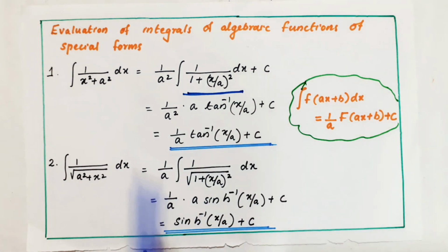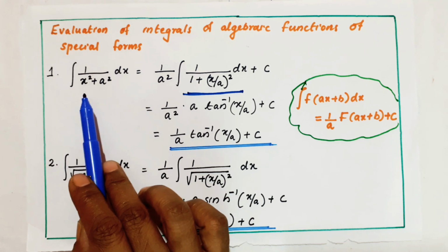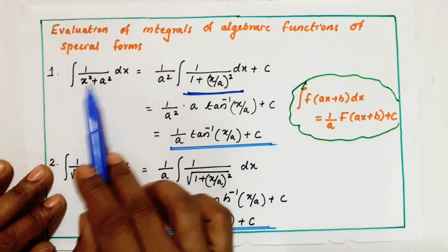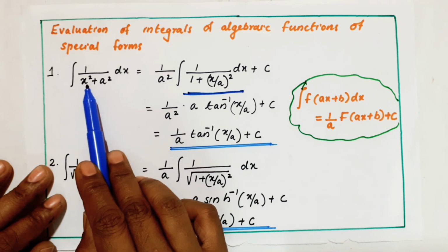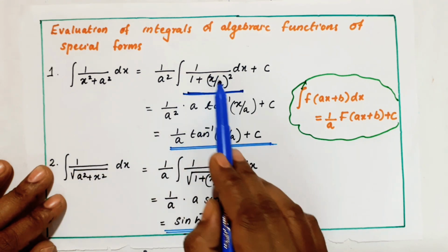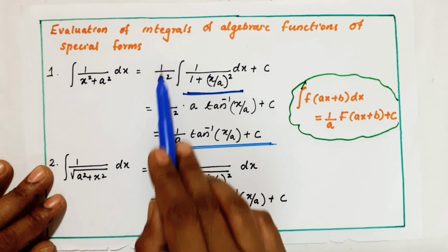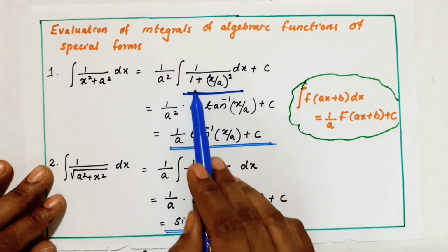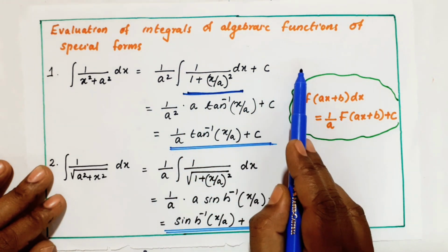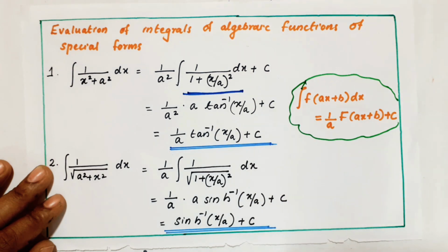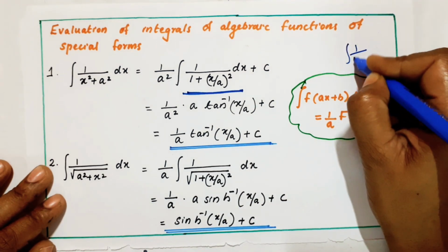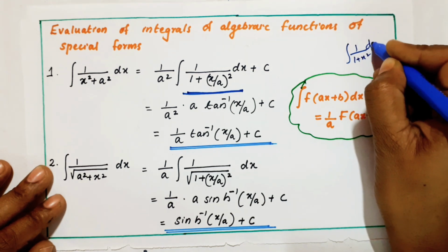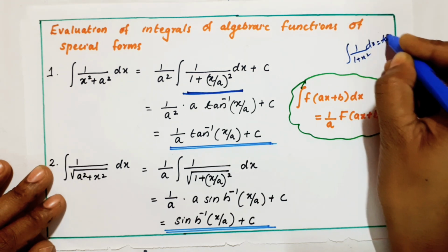Clear? What we are doing? In this question I am taking 1 by a square common. So here x square becomes x square by a square, that I wrote as x by a the whole square. So 1 by a square integral of 1 by 1 plus x by a the whole square dx. After seeing this, your mind should work like that: it is in the form of integral of 1 by 1 plus x square dx, which is nothing but tan inverse x.